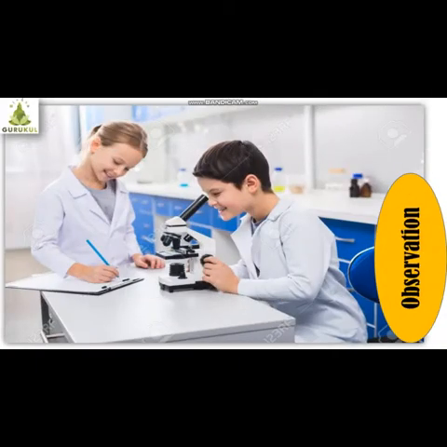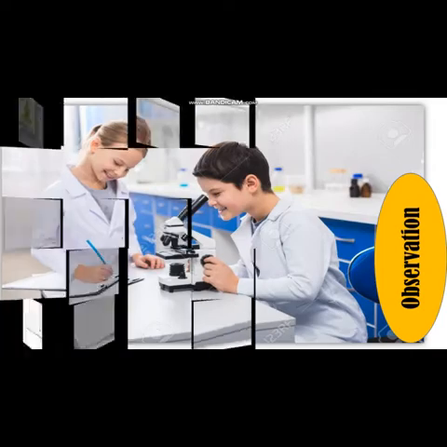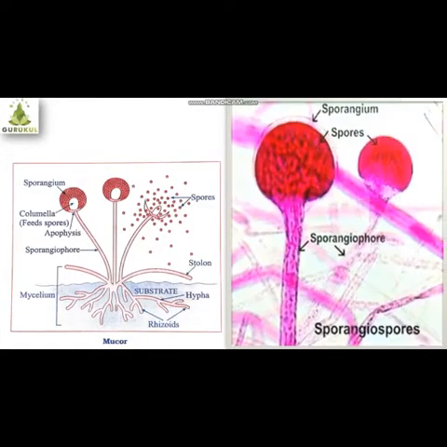Observation time, very important. Under the microscope we are going to see our fungus. Yes, it appears like this, students. We have a sporangium structure. Sporangium contains spores. Then we have structures like rhizoids, hypha, stolon, spores, sporangiophore, columella, and apophysis. So this is the activity from lesson number 1 that we are seeing, right?